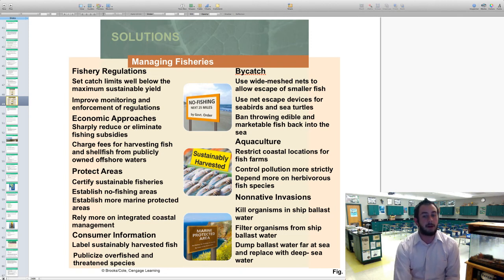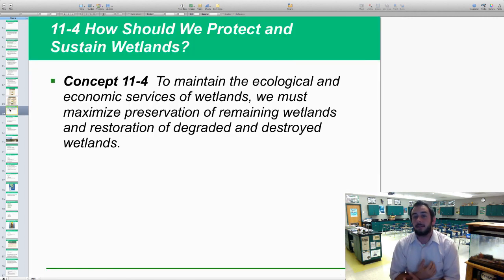Dumping ballast water maybe far out at sea and replacing it with deep sea water, making a quick stop, so that way those organisms that were once in a habitat are probably going to die because they're exposed to a totally new habitat. All right, and that ends section 11.3.